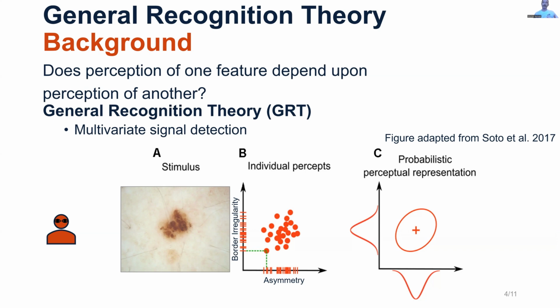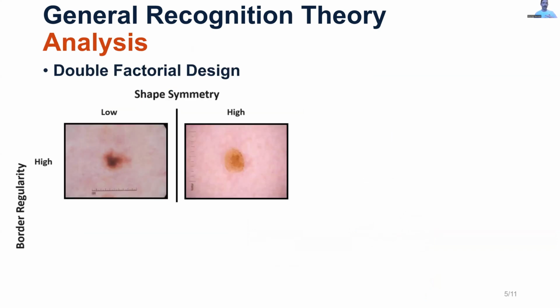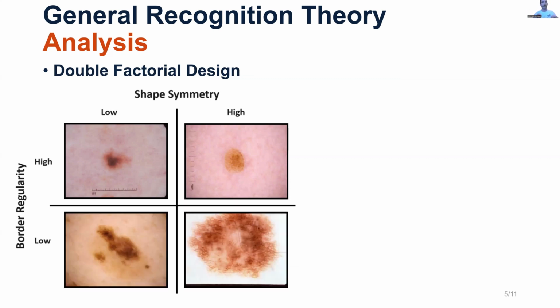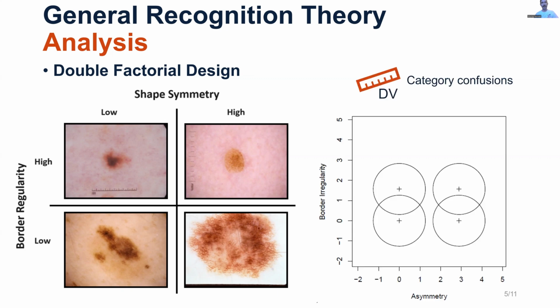To evaluate how perceptual information relates between or across features, we need to examine perception of these features across multiple levels. So the standard GRT assessment uses a double factorial design where we have two levels, a low and a high of one perceptual feature, such as, again, shape symmetry, together with the factorial combination of two levels from another dimension, like border regularity. So this now gives us 4 categories of skin lesions for a participant to identify, so that instead of a single perceptual distribution, we would now have 4 distributions, one for each of these categories. And we model these distributions using participants' confusions between those categories.